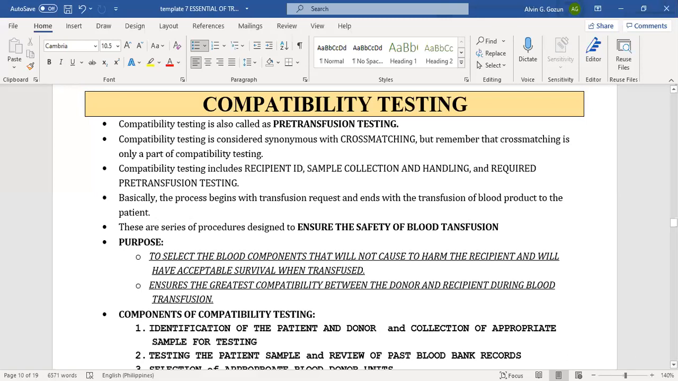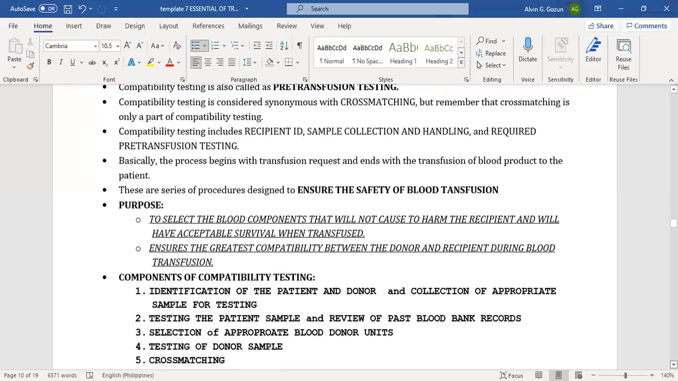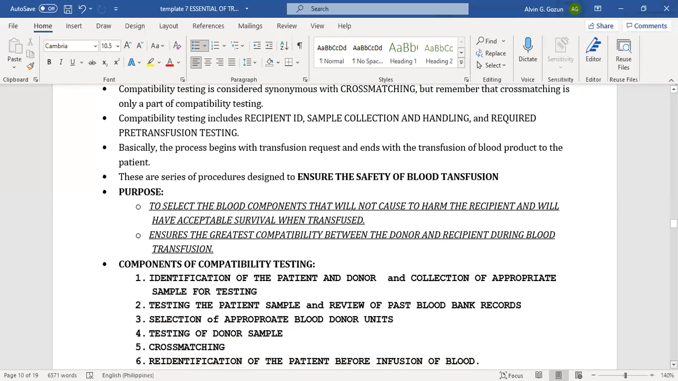So what is the purpose of compatibility testing? Number one, for us to select the blood components that will not cause harm to the recipient and will have acceptable survival when transfused. Okay? Number two, ensures the greatest compatibility between the donor and recipient during blood transfusion.